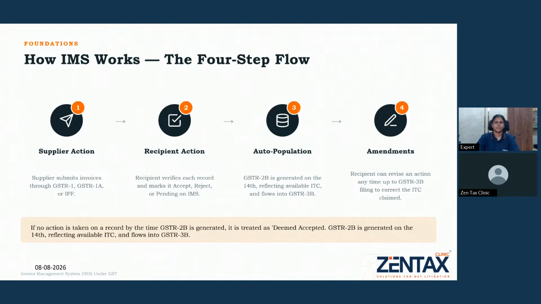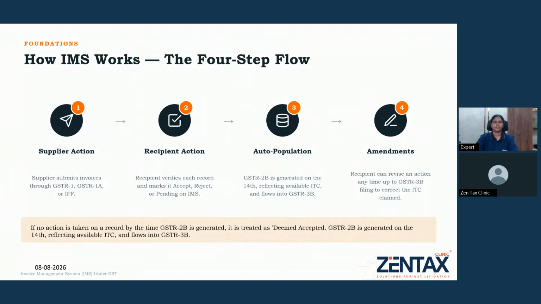Next, we will see how this invoice management system works. So we will explain this in a 4-step flow. First step is the supplier's action. That is, the supplier submits the invoices through GSTR 1 or 1A or through IFF.